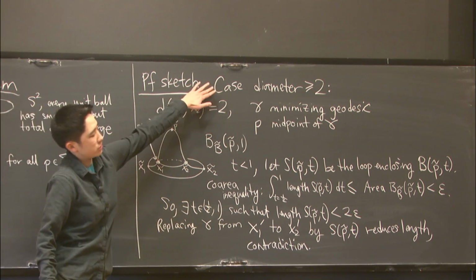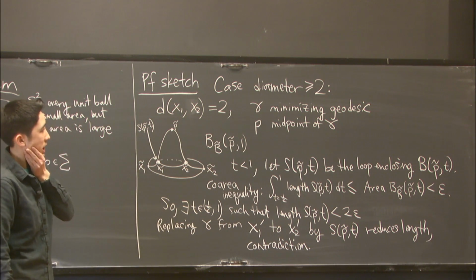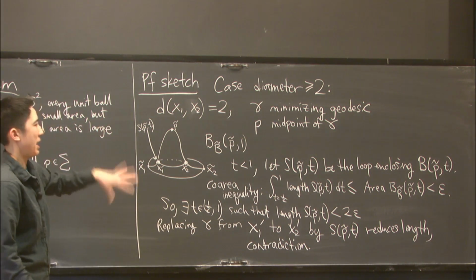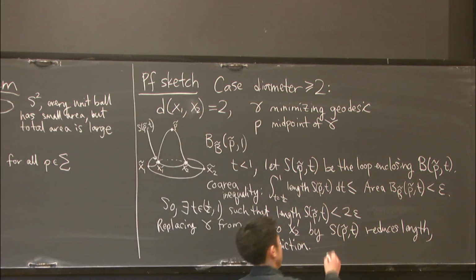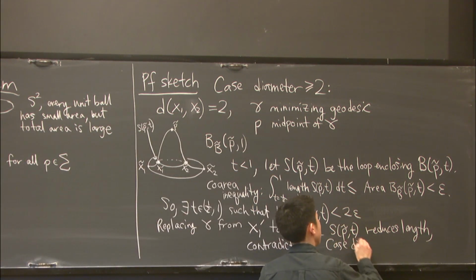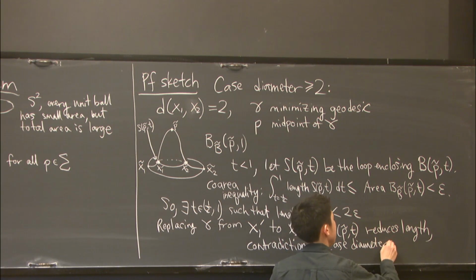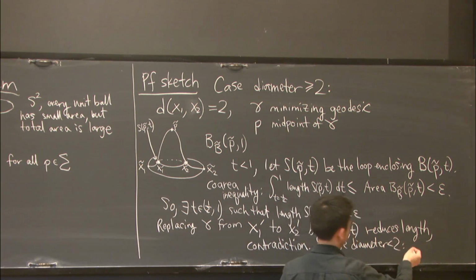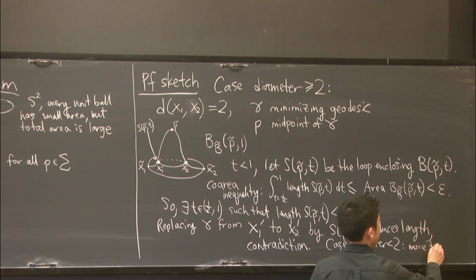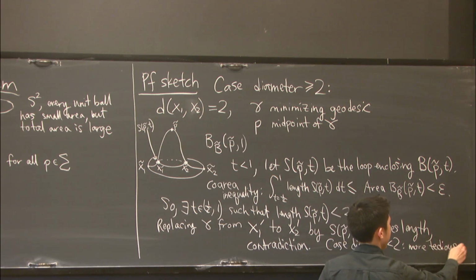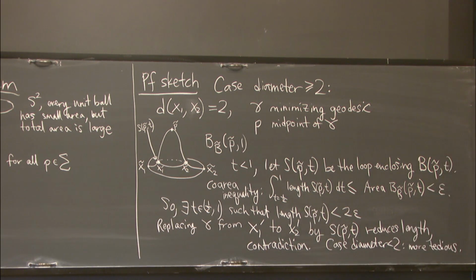So that concludes the case where diameter is at least 2. And then I'm actually not going to do the other case. So I'll just write here, case diameter is less than 2. I'll claim this is more tedious and really just less relevant for my talk. You basically start at one point and then grow outward, and after covering by like 8 different balls, then you've exhausted your surface, and so it doesn't have a very large area.